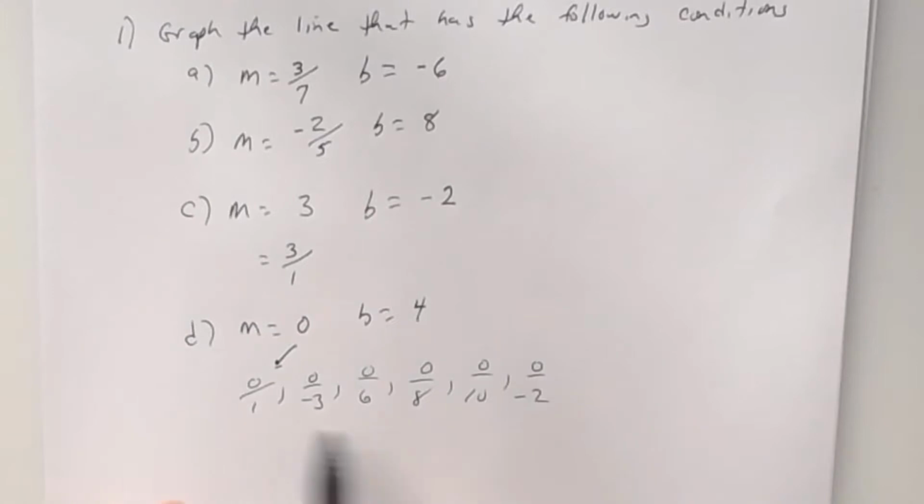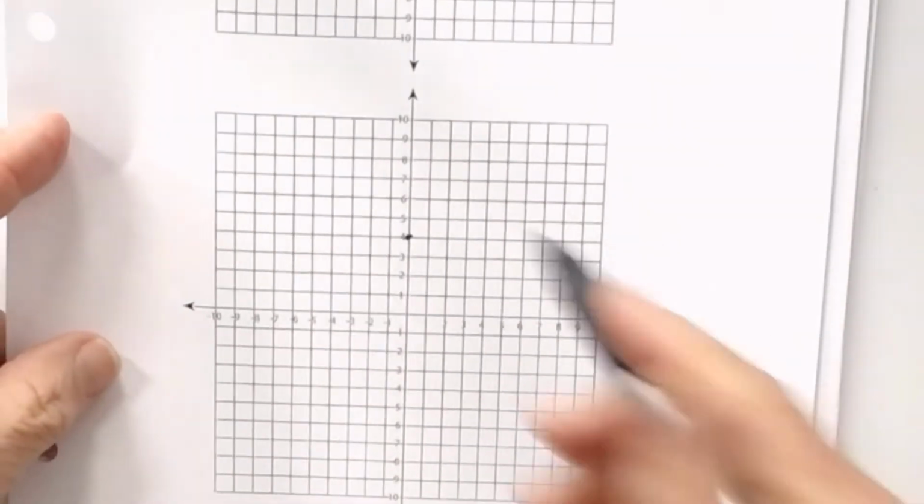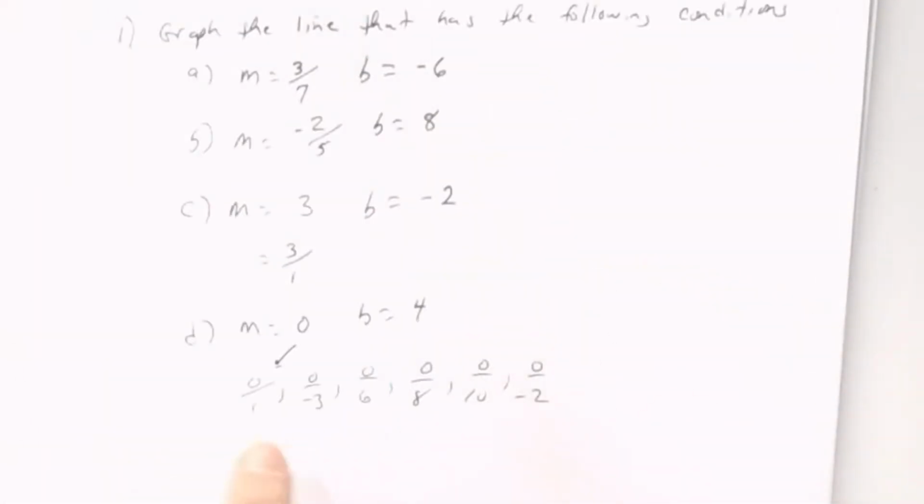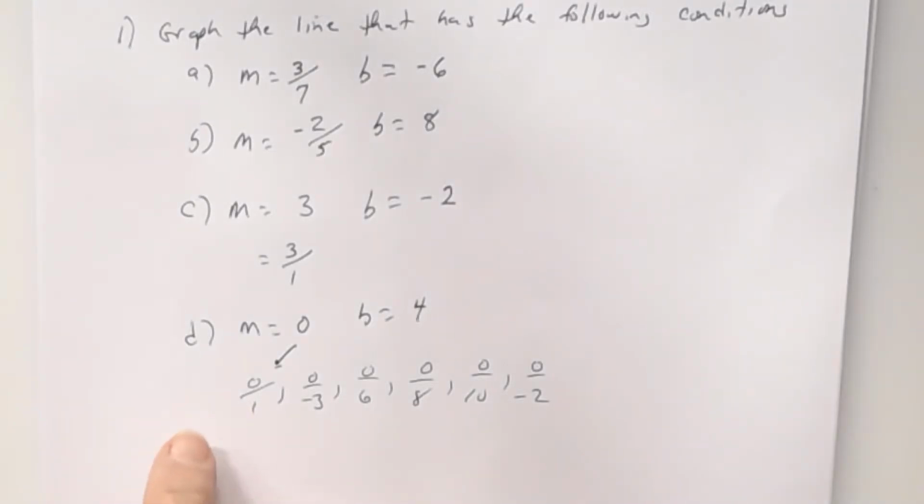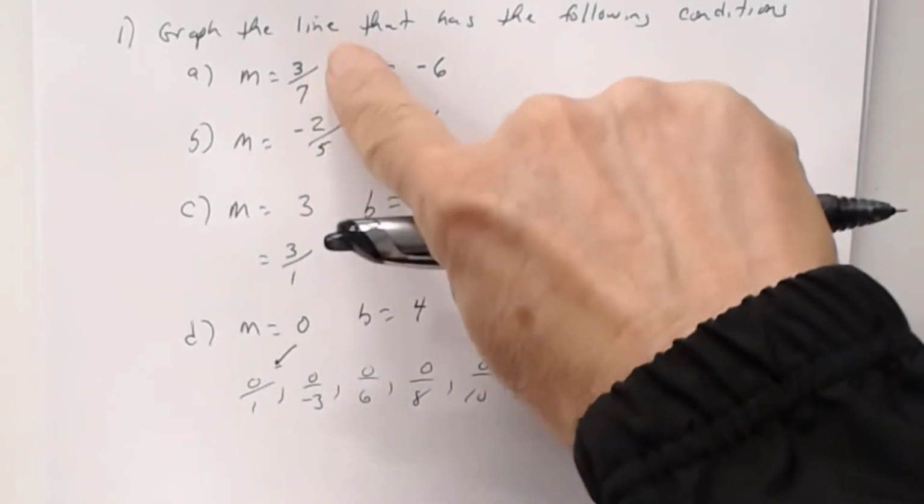So I'm going to use that idea here to find the other point. Okay, so here's what you do. First of all, what do I plot first? The y-intercept, which is what? 4. All right, now, the rise is what number in all cases? 0. So let's think about the rise in the other.